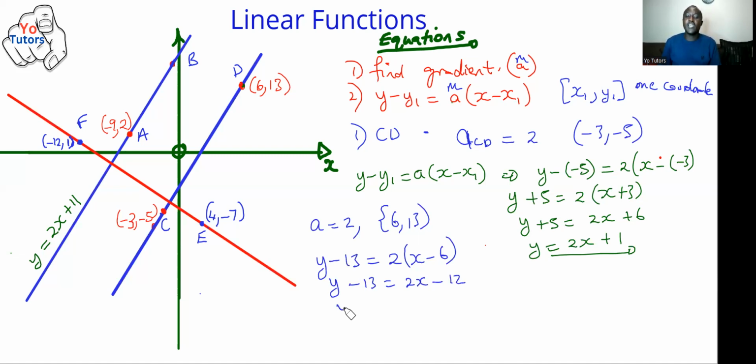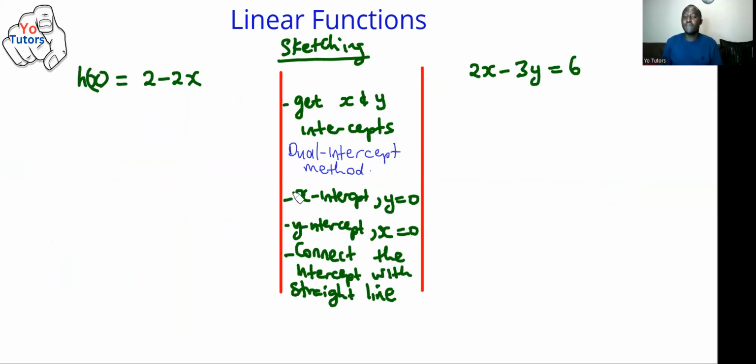Now let's take our 13, that's going to be positive. y is going to be equal to 2x minus 12 plus 13, which is plus 1. So that's what you need to understand, guys. I hope you understand how we determine the equation of a linear function. Now let's move on to the next one, which is sketching of the graph.